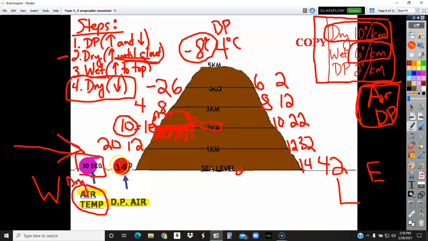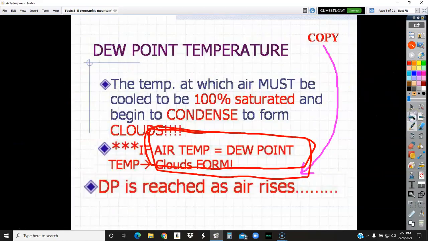Let me review. First thing you did was the dew point. I subtracted 2, minus 2, minus 2, minus 2, minus 2. Add the 2, plus 2, plus 2. Then I did the dry rate, 10. I said 30 minus 10 is 20. 20 minus 10 is 10. Oops, I got 10 equal to 10. There's a cloud. Then I went to the wet rate, minus 6, minus 6, minus 6. And then I went to the dry rate again, plus 10, plus 10, plus 10, plus 10, plus 10.